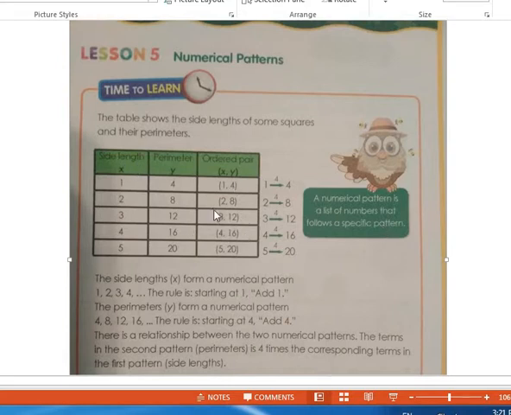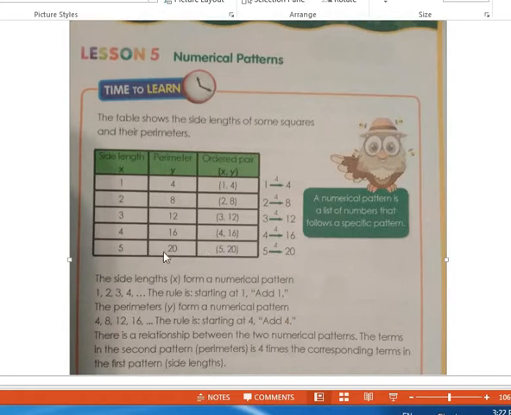Here I have in the table length and perimeter. For length x, I have 1, and for perimeter y, 4. The ordered pair x, y will be 1, 4. Here 2, 8, so the ordered pair will be 2, 8, and 3, 12, 4, 16. X refers to length, y refers to perimeter, right?